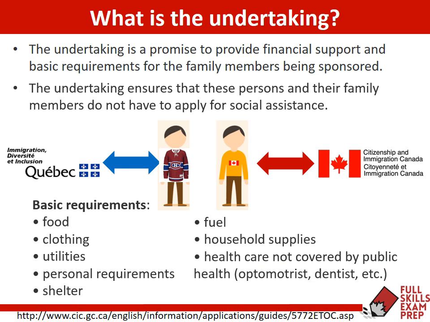Now, when they talk about those basic requirements, they're talking about basically things that you need to live. Food, clothes, utilities, personal requirements like toothpaste and that kind of thing. Shelter, of course. And the big important one is healthcare not covered by public health. As you know, all of you are Canadian citizens or permanent residents if you're going to join the ICCRC. You know that every time you go to the dentist, you have to pay. Or if you go to the optometrist, you have to pay.